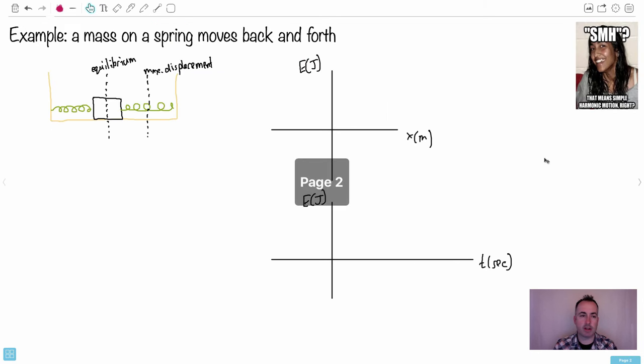What I'm going to show you then is another basic definition, really important. I like this SMH. Isn't that supposed to be shaking my head, right? But it's like, SMH, isn't that simple harmonic motion? No. Let's do a simple example here. A mass on a spring that moves back and forth. I figured it would be good to not just do pendulums.